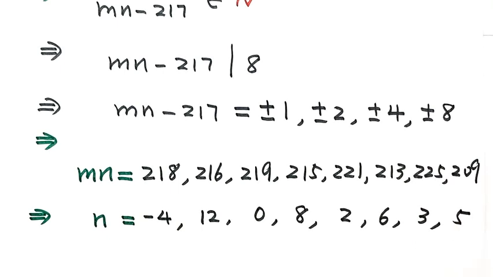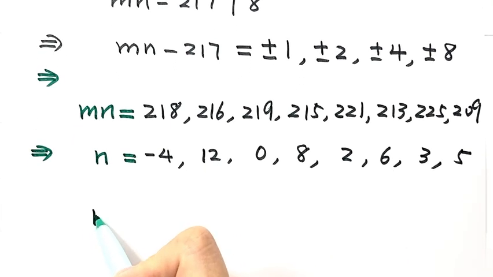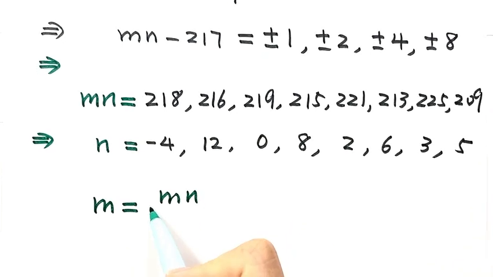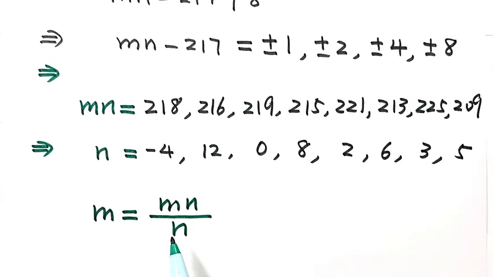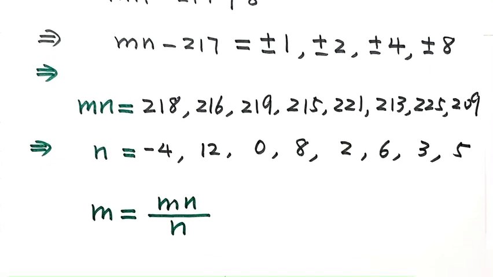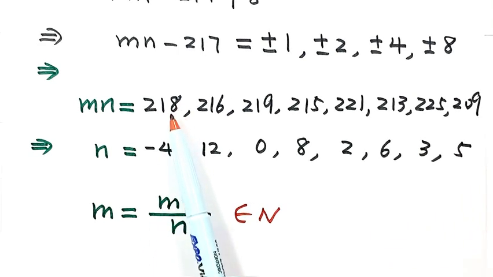Because the question is to find m, here m equals mn divided by n. You see, the n cancels, just m. Because here we have values for mn, then we have solutions for n. Because m is a positive integer, we just check each pair one by one. So for example, the first one, you take 218, then this number put here. Apparently this one's not a solution. So then we check the second one.